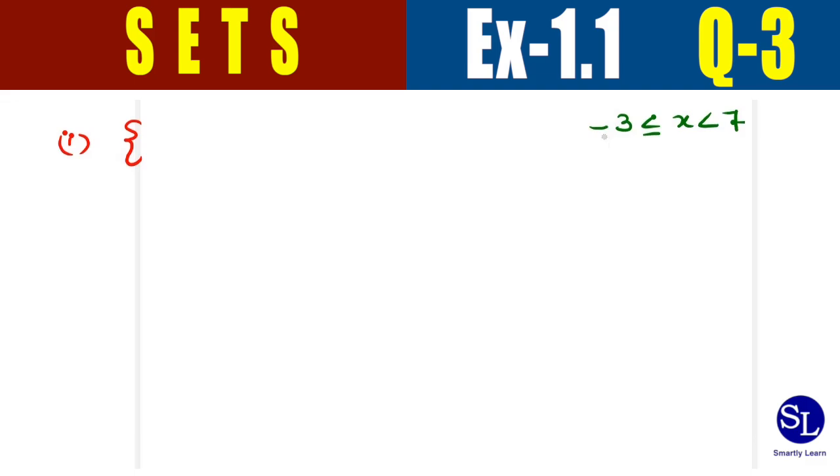So this says -3 is less than or equal to x. Since the equal to symbol is there, -3 is also a part of this set. So simply start writing all the integers from -3 up till 6: -3, -2, -1, 0, 1, 2, 3, 4, 5, 6. Now if you see, it says less than 7, so 7 is not part of the set. So we can simply close this out.